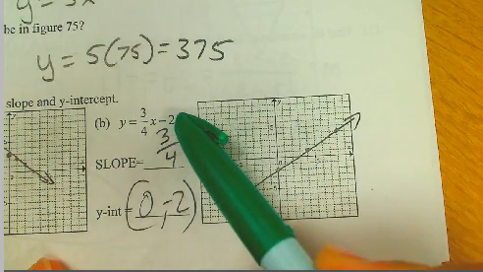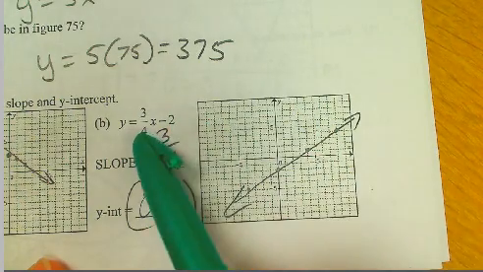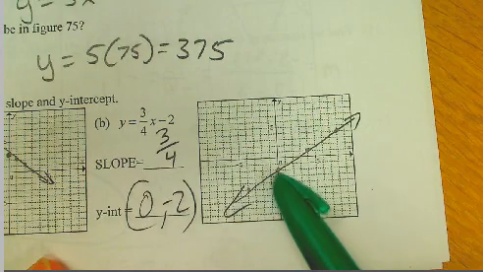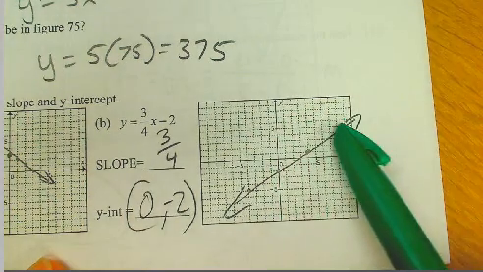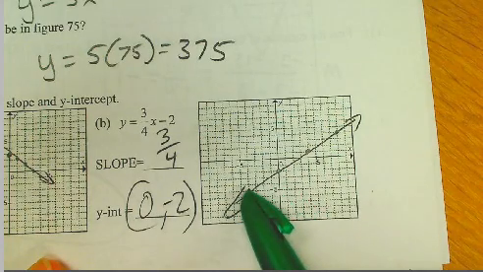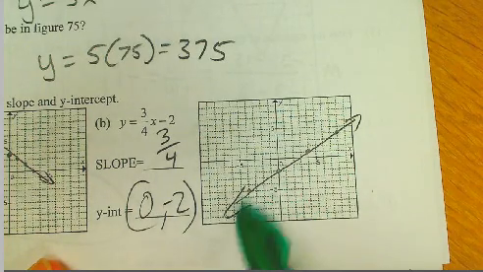Y-intercept's at 0, negative 2. Slope is 3/4. Start at 0, negative 2. Go up 3 over 4, up 3 over 4. A negative divided by a negative is also a positive slope, so I could go down and back.